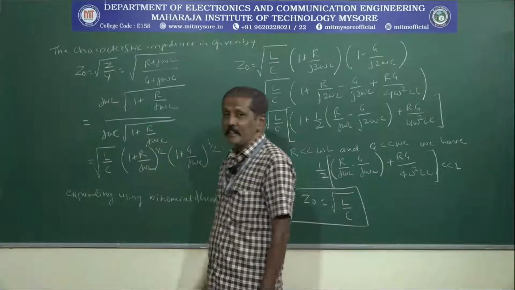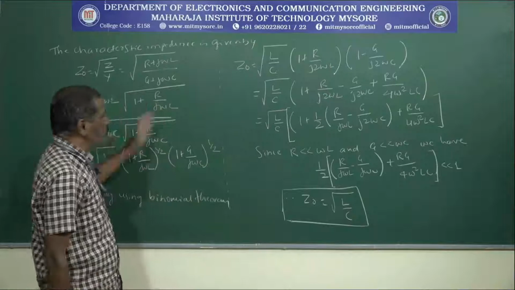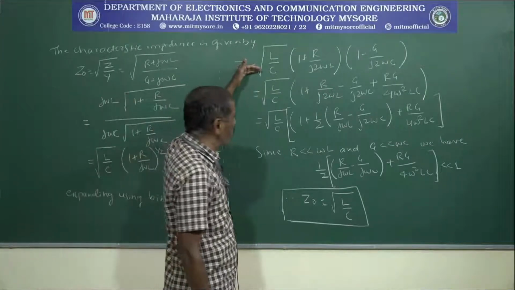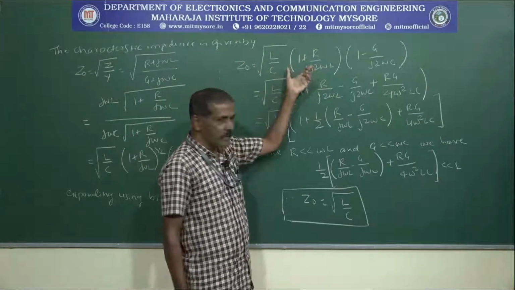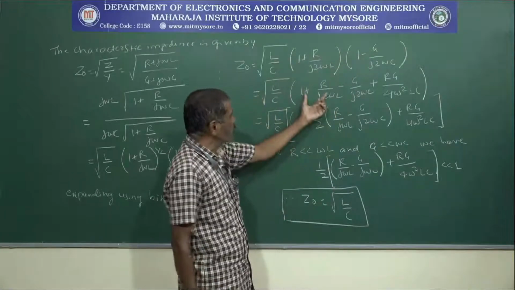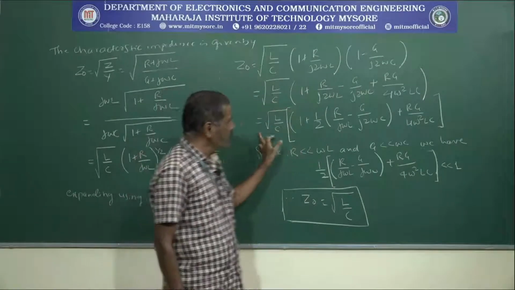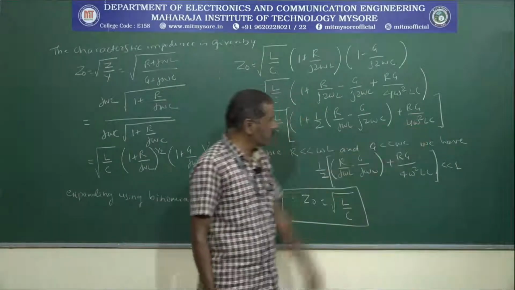Now, expand this equation using the binomial theorem. When you expand this equation using the binomial theorem, we will get these particular equations. Then once you get this, multiply these two brackets. Then you simplify these equations, and when you simplify, you will get these particular equations.